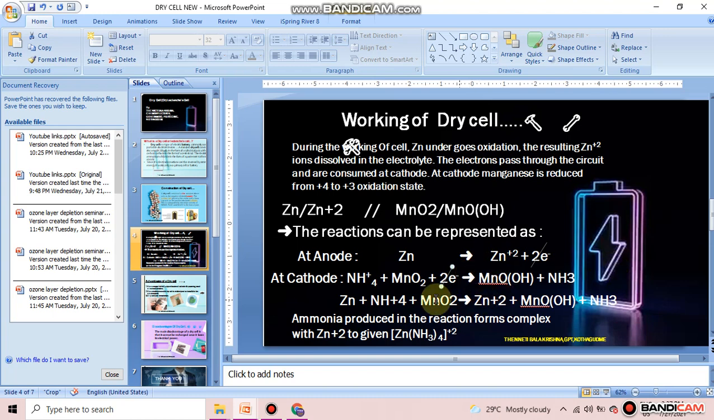Nothing else is left to cancel, so the overall reaction is: zinc plus NH4 plus MnO2 giving rise to zinc plus 2 plus MnOOH plus NH3, and it produces some amount of energy. That is electrical energy. Here ammonia is a very dangerous gas.